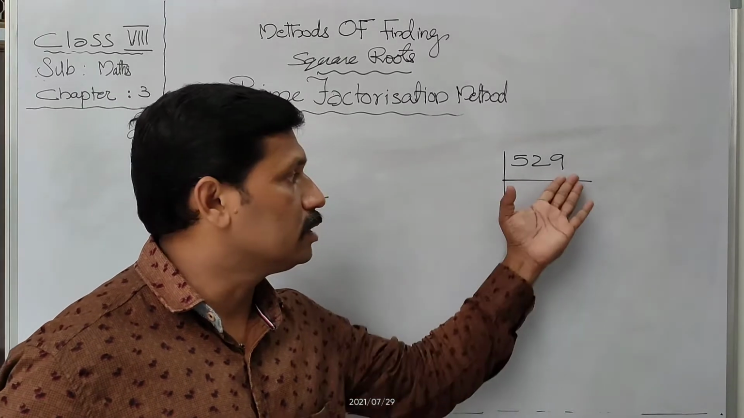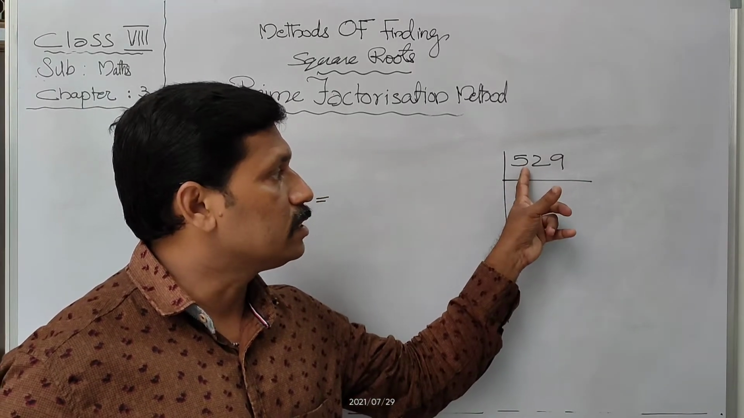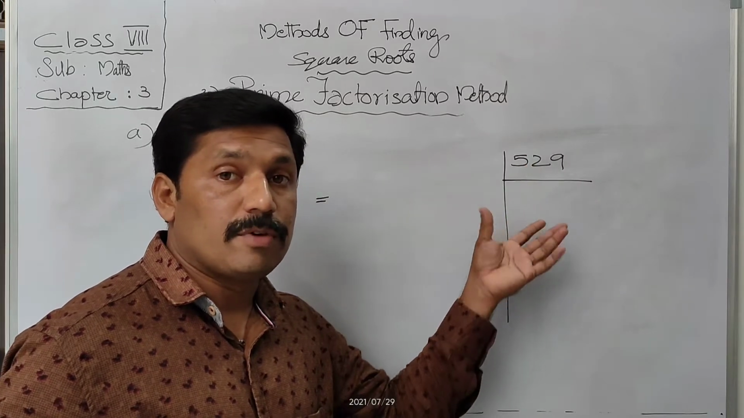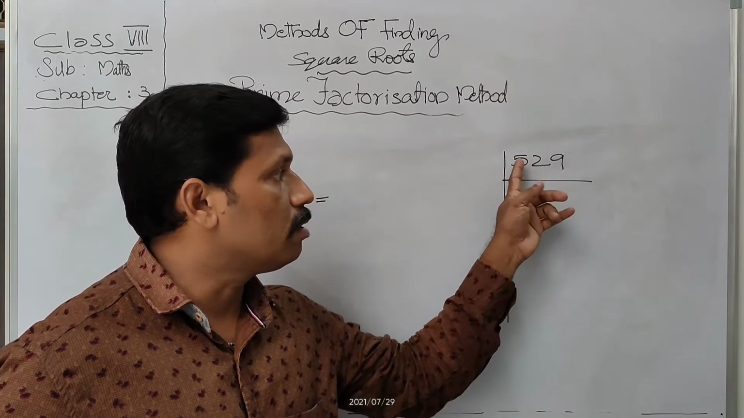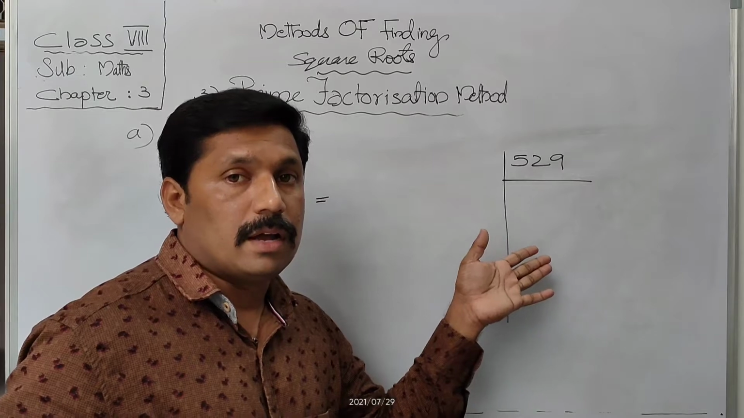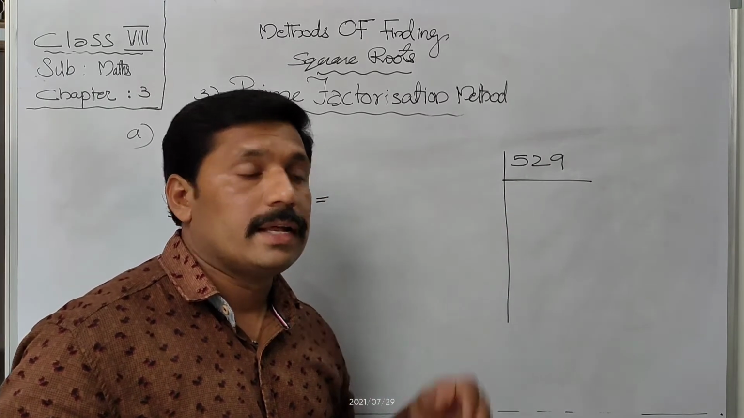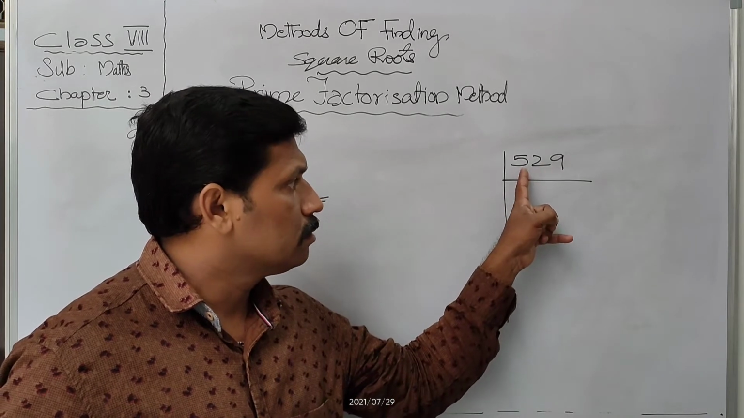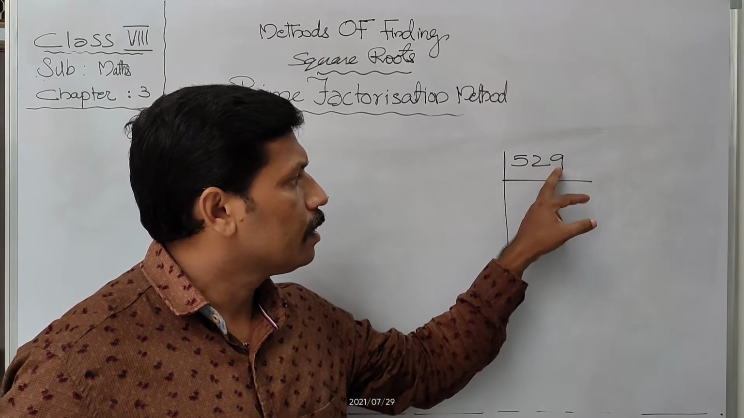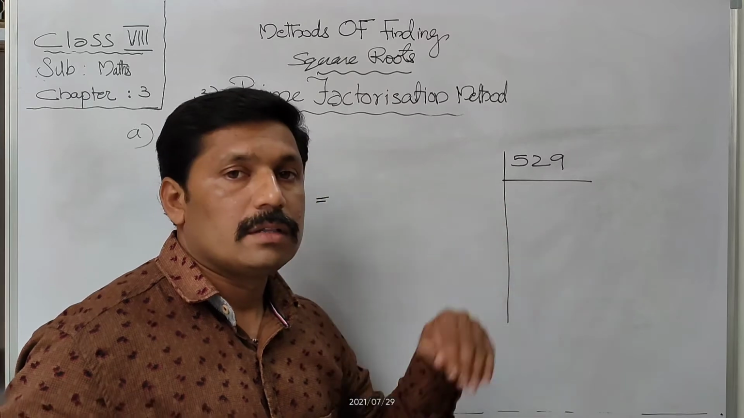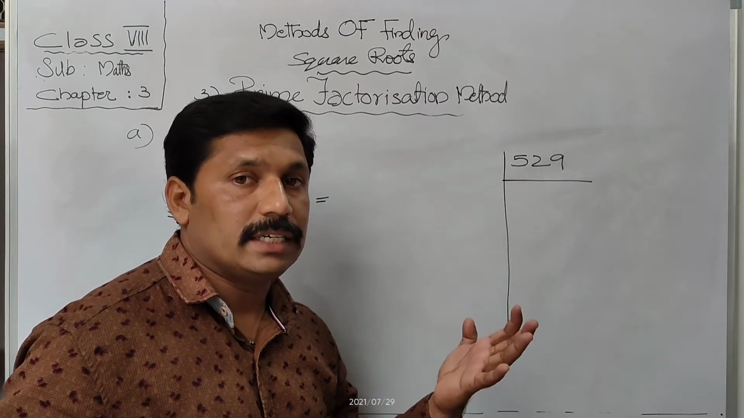Next prime number 5, it is not divisible. By 7 also it is not possible to divide. Next prime number is 11. By 11 also it is not divisible. And 13, by 13 also not divisible. And the next prime number is 17. By 17 it is not divisible. The next prime number is 19.